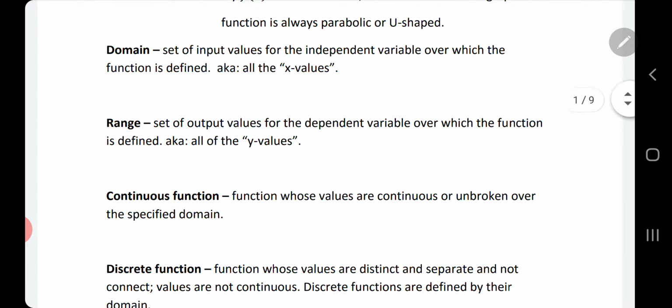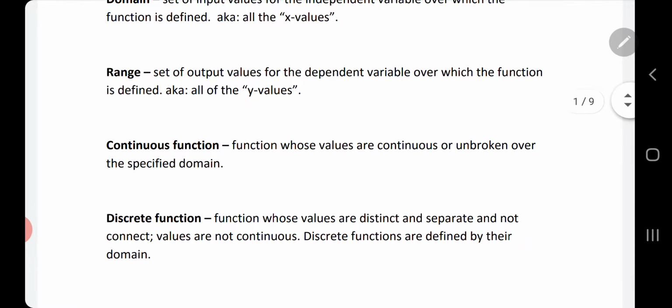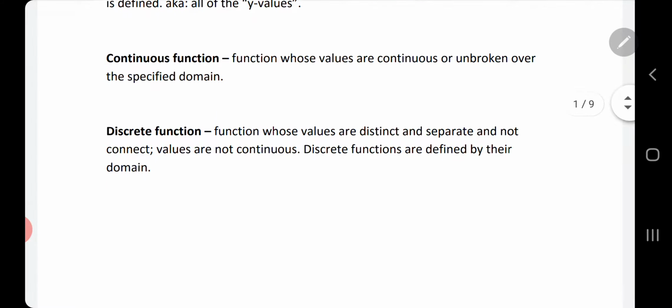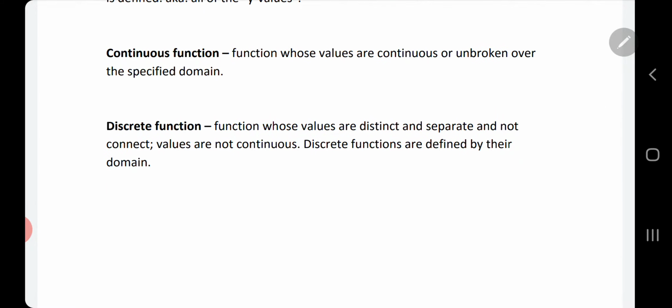A domain is, of course, a set of input values for the independent variable over which the function is defined, aka all the x values. Range is a set of output values for the dependent variable over which the function is defined, aka all the y values. Of course, a continuous function is a function whose values are continuous or unbroken over the specified domain. Once again, you don't have to pick up your pencil. You can just be drawing your graph and never picking up your pencil or your pen. It's unbroken. A discrete function is a function whose values are distinct and separate and not connected. Values are not continuous. Discrete functions are defined by their domain.